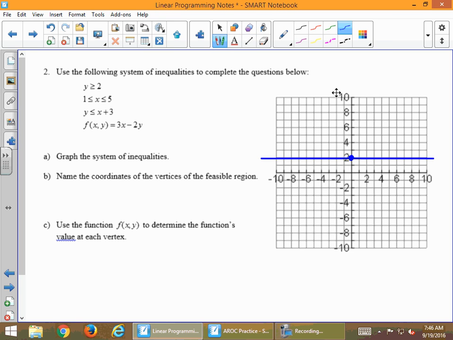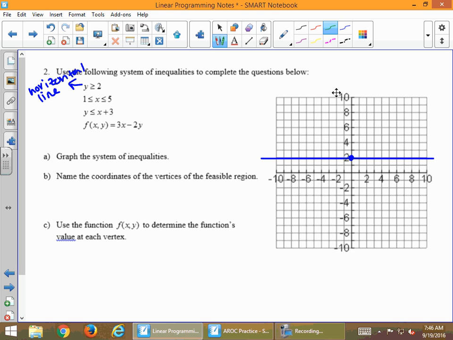You want to make a note. When you have it just y and a number, you know you're making a horizontal line. You do a vertical line, and you're just going through the whole entire y-axis.